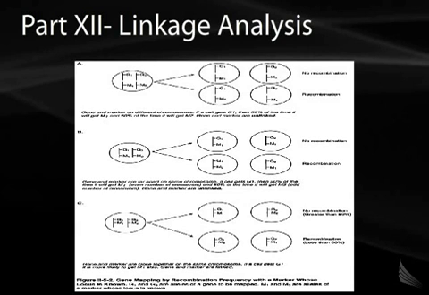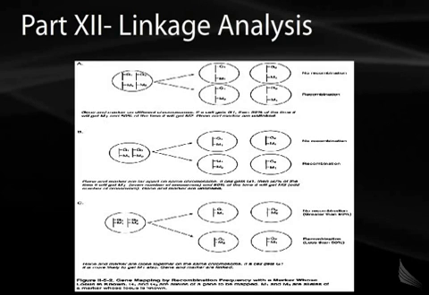And they cross over frequently enough so that if a cell gets G1, half the time it'll get M1, and half the time it'll get M2. So if they're far enough apart, they would appear to be unlinked, because they independently assort in the same numbers and in the same probabilities that if they weren't on the same chromosome.